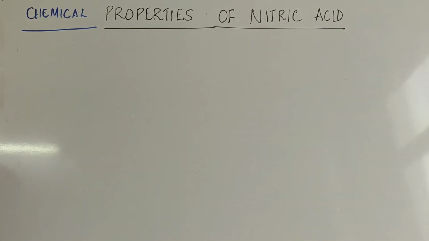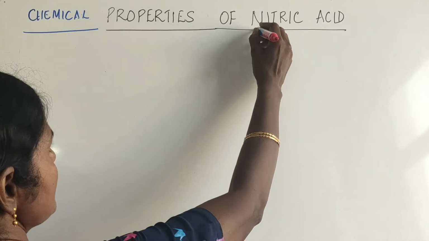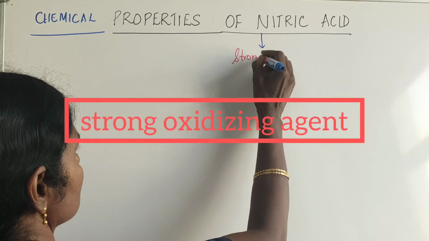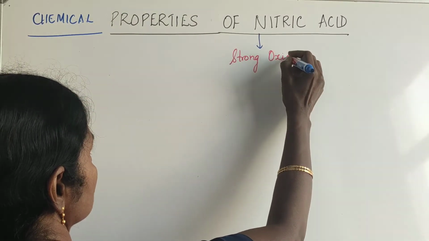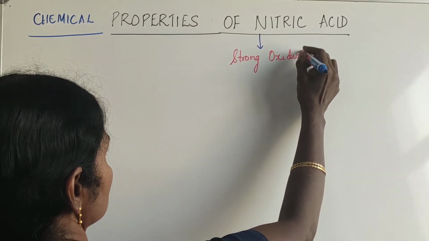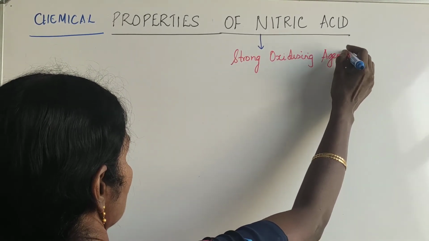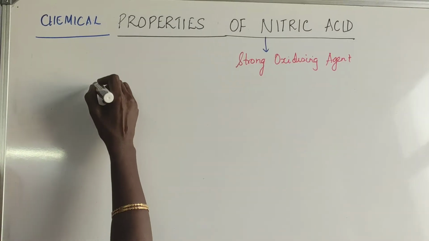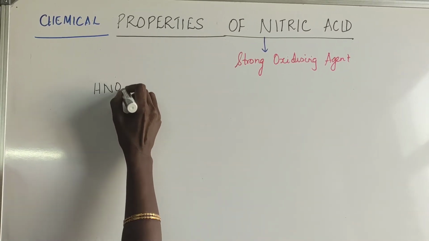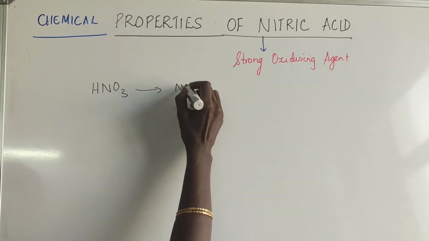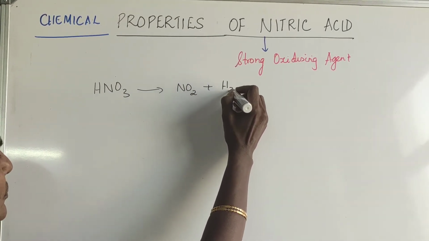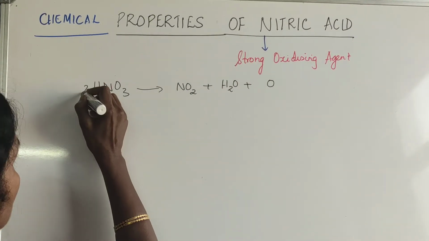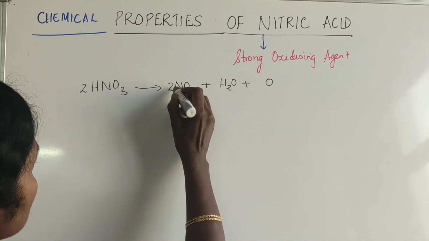Now we go to the most important property. Nitric acid is a strong oxidizing agent. How does it work as an oxidizing agent? When we take nitric acid, it breaks down to give nitrogen dioxide plus water vapor plus nascent oxygen.